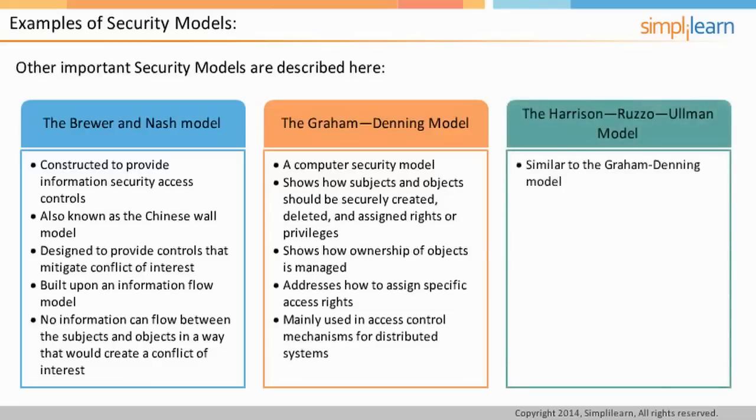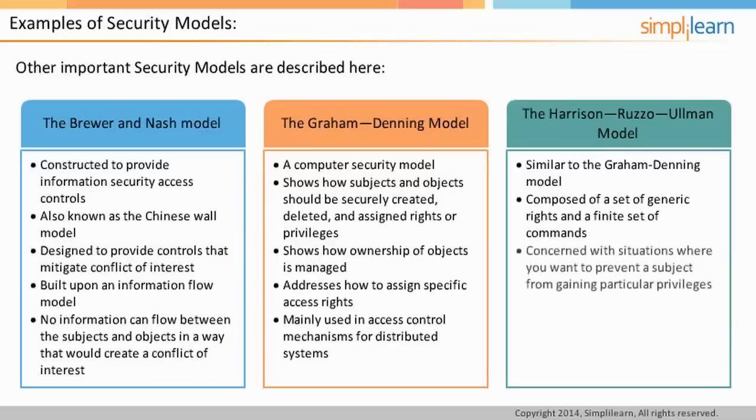The Harrison-Ruzzo-Ullman model is similar to the Graham-Denning model. This model is composed of a set of generic rights and a finite set of commands. It is also concerned with situations where a subject should be prevented from ever gaining particular privileges. To do so, subjects are prevented from accessing programs or subroutines that can execute a particular command, for example, to grant read access.